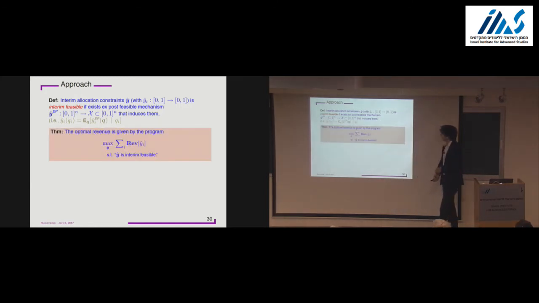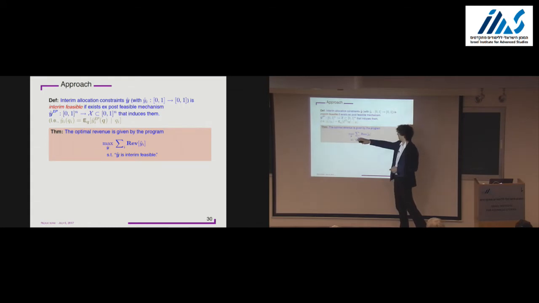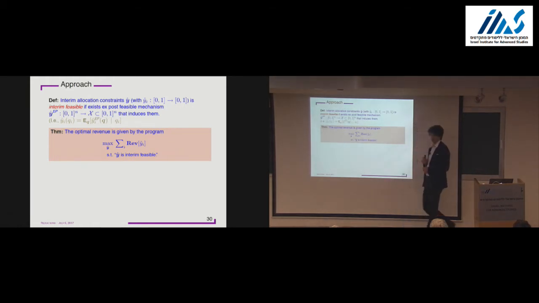Okay, so here's a theorem which is sort of obvious, I'm not going to prove. The optimal revenue is given by the program: maximize over interim feasible allocation constraints the optimal revenue for that allocation constraint.